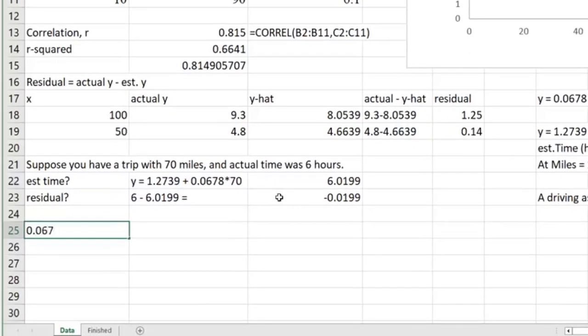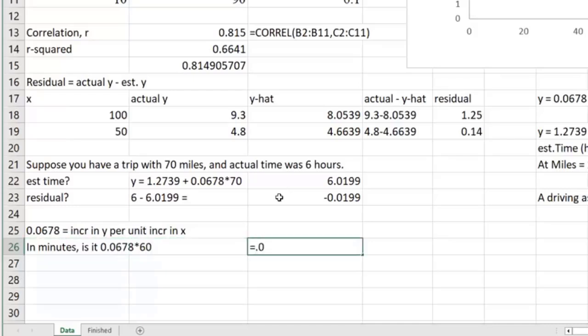0.0678 is the increase in y per unit increase in x. Okay, and that's 0.0678 hours. So in minutes, it is 0.0678 times 60, which is 4.068. Let's just say roughly 4 minutes.